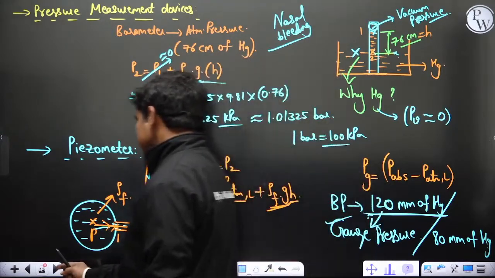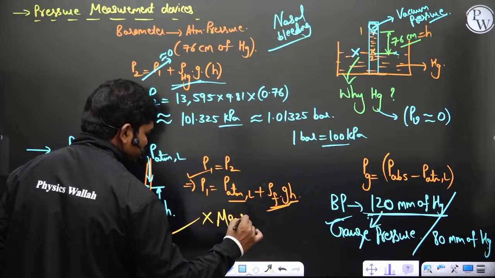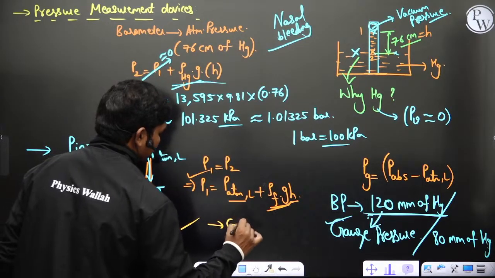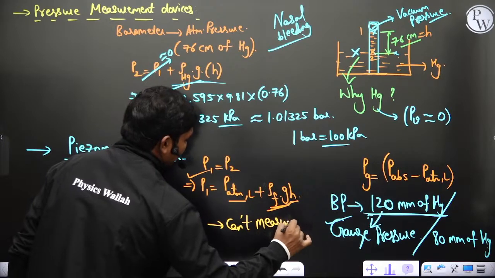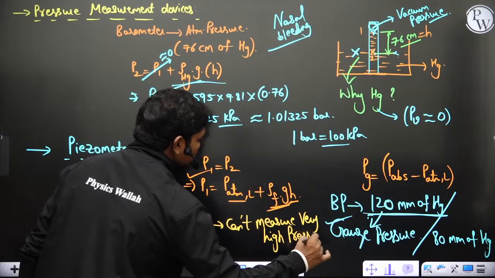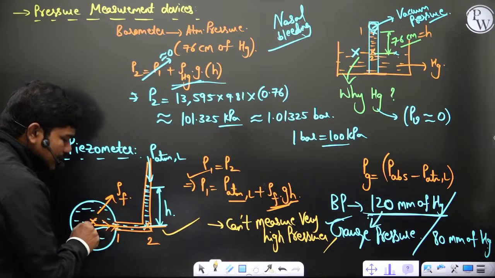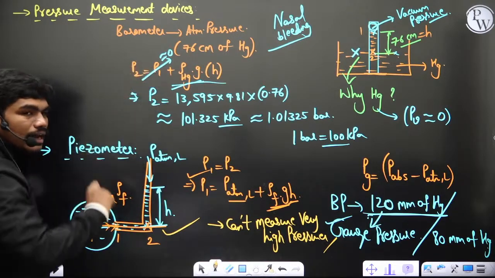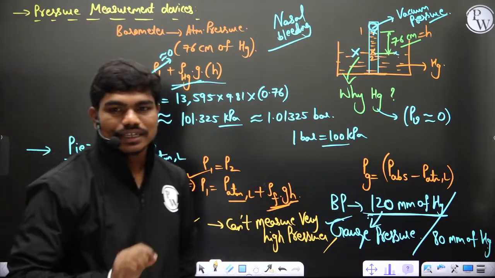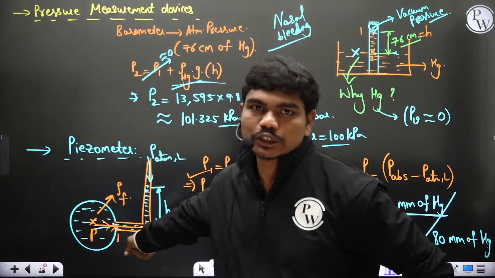Okay, so the first problem, if you see the defects of this, is that it cannot measure very high pressures. Why? Because you can see in general, if this pressure is very high, the height of mercury going up will also be very high, correct? If you want to have a high column of mercury, that means the glass tube should be very tall. So maintaining a very large length of glass tube is practically very difficult.